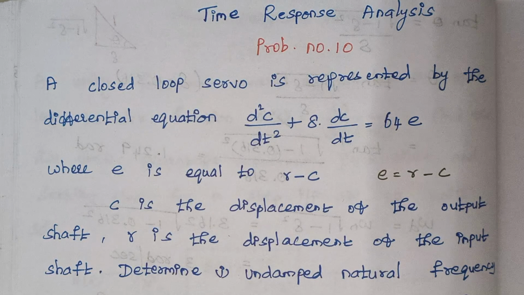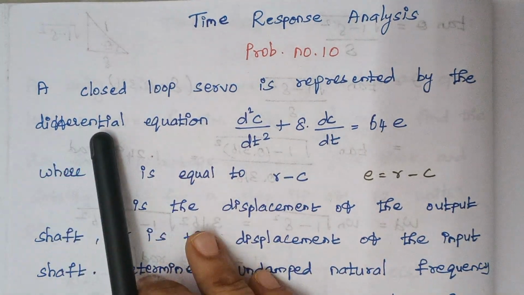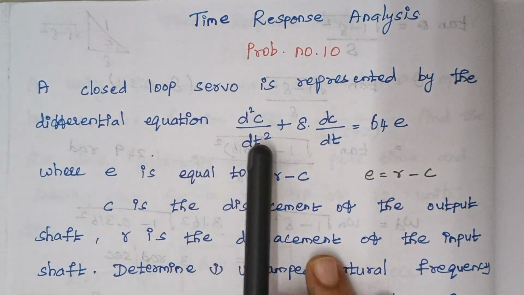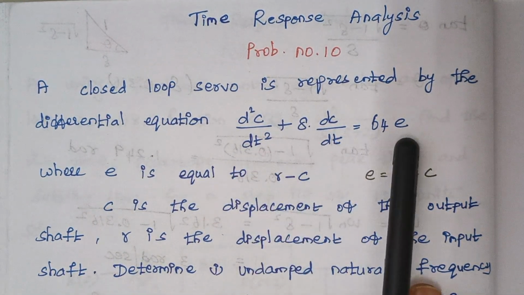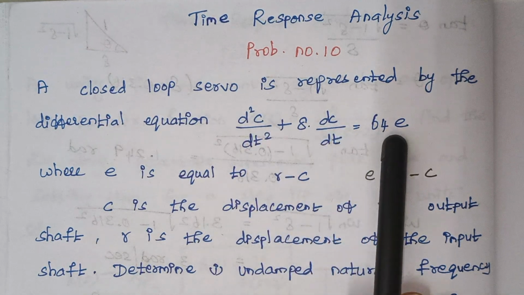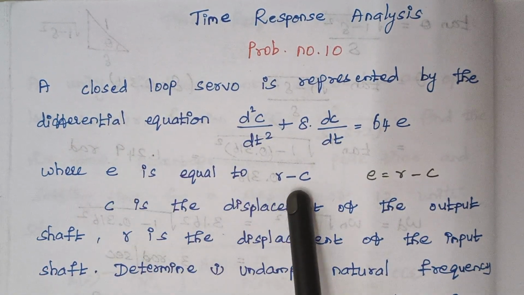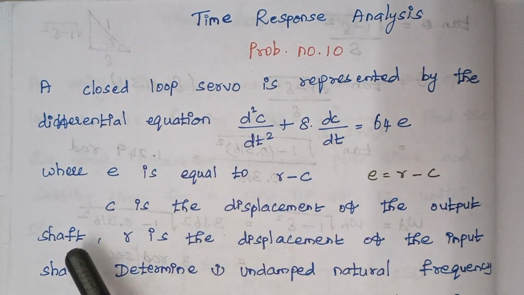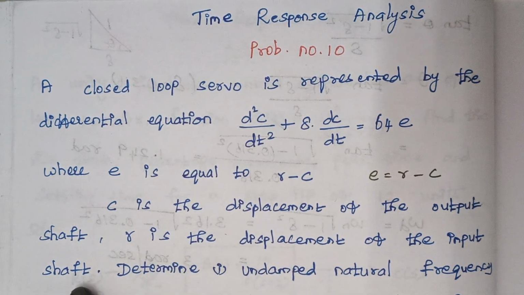Today we are going to solve problem number 10 in time response analysis. And the problem is a closed loop servo is represented by the differential equation. Okay, this is a differential equation. Here we are having some terms as C and E. So here E is nothing but E is equal to R minus C, and C is the displacement of the output shaft, whereas R is the displacement of the input shaft.